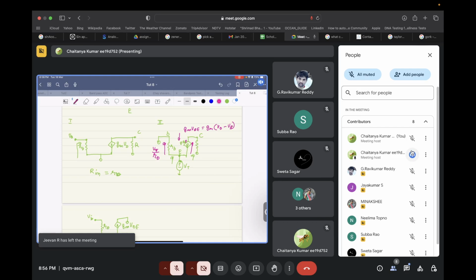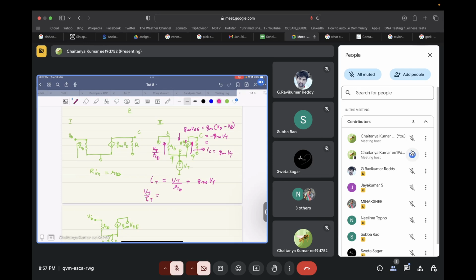Now VB is equal to 0, so it is minus GM times V test, because VE is equal to V test. So current flowing towards the collector will be GM times V test. So our I test is equal to V test by RB plus GM times V test. So our looking-in resistance will be V test by I test.